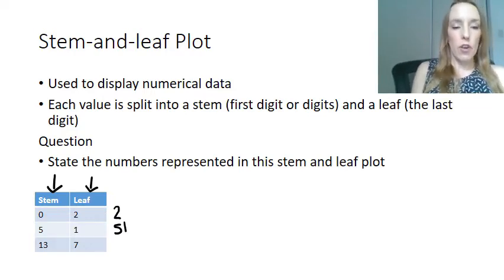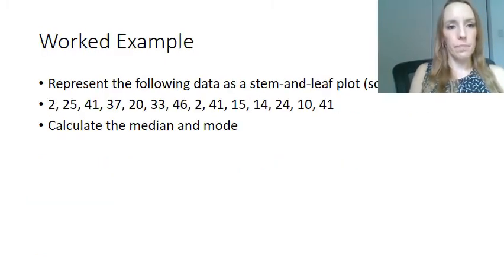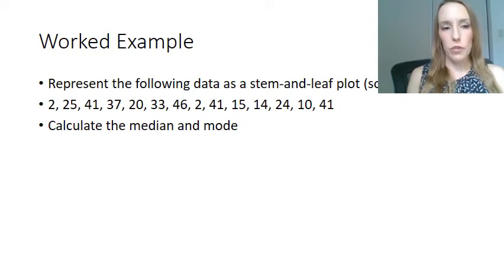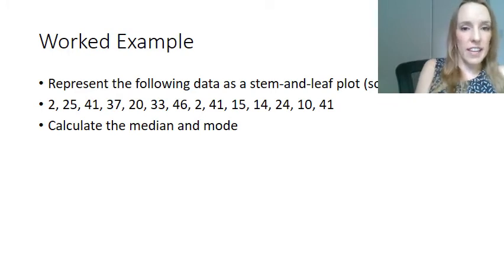Our next one, the first two digits are 1 and 3, and then the last digit is 7, so it's 137. So that's kind of how we interpret these plots. Okay, so represent the following data as a stem and leaf plot. So sort the values first and then calculate the median and the mode. So we're going to sort the values from lowest to highest just because I think that's easiest.